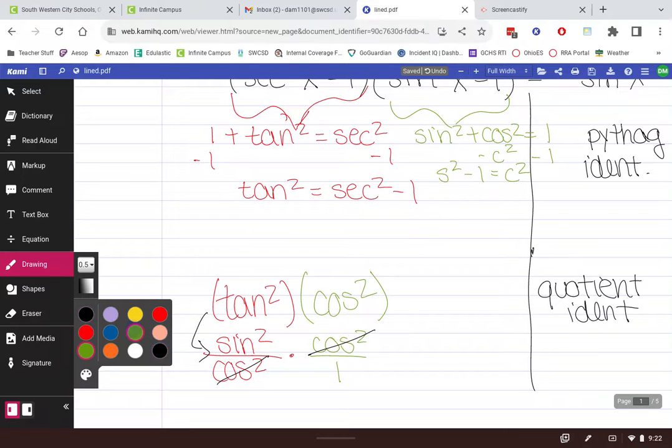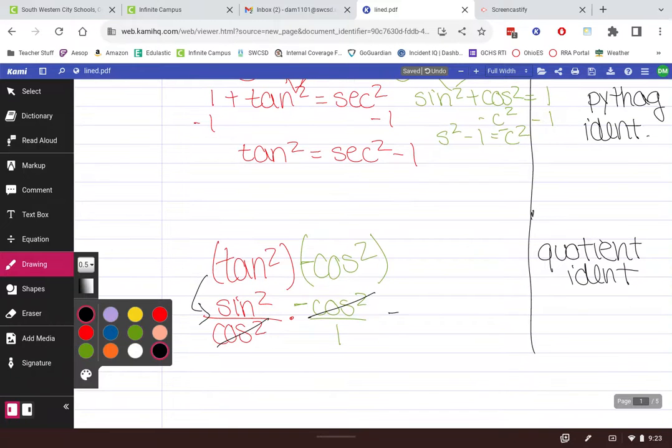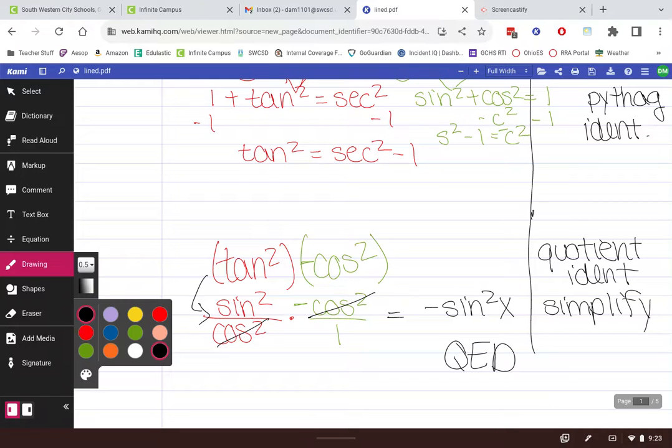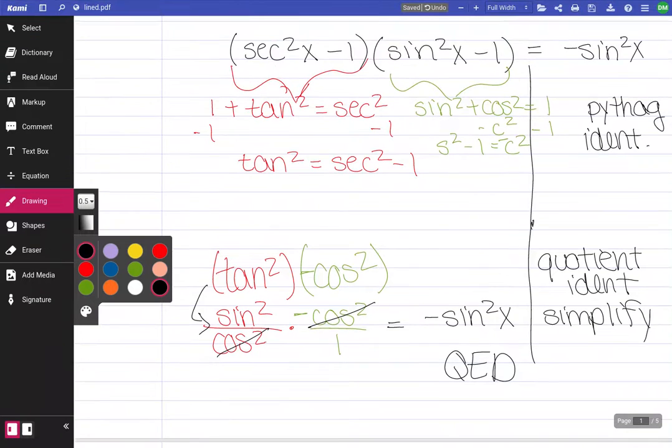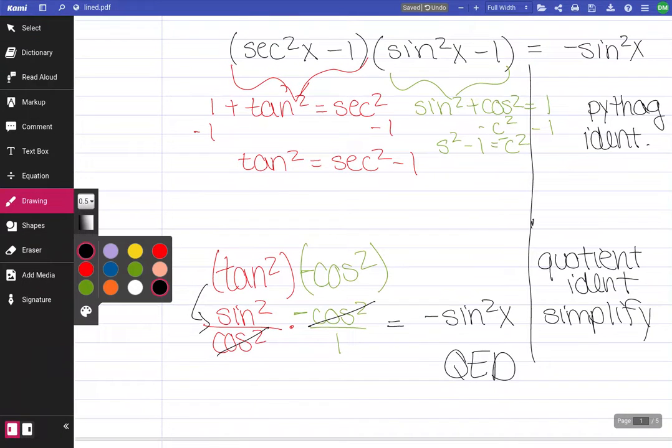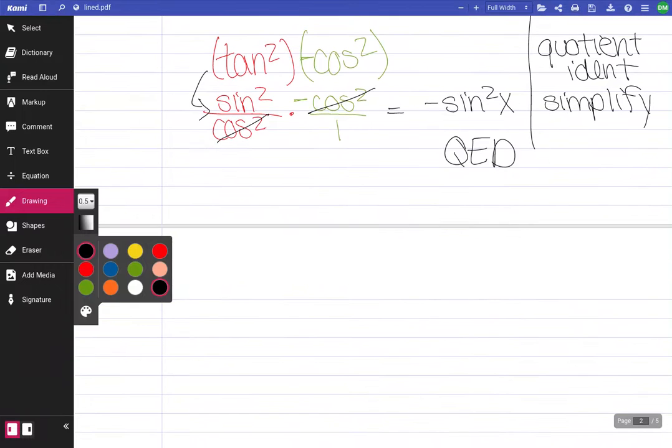Oops, this should have been negative. I done goofed. Now we're good. So those cancel out, and I am just left with negative sine squared of x. So what I would write over here is this was just simplifying. And because I have gotten to the negative sine squared of x, which is what they wanted, I can write QED, and I'm done.